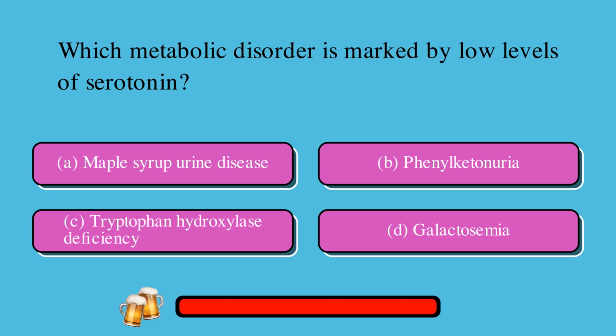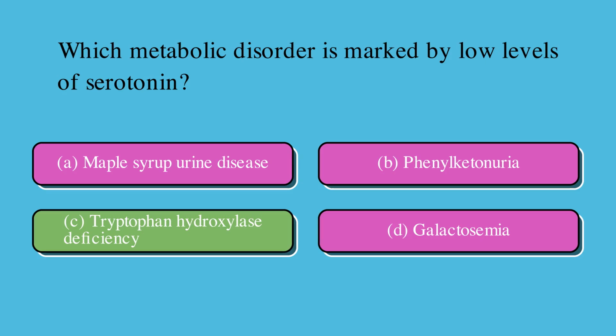Which metabolic disorder is marked by low levels of serotonin? A. Maple syrup urine disease, or B. Phenylketonuria, or C. Tryptophan hydroxylase deficiency, or D. Galactosemia. The correct answer is C. Tryptophan hydroxylase deficiency.